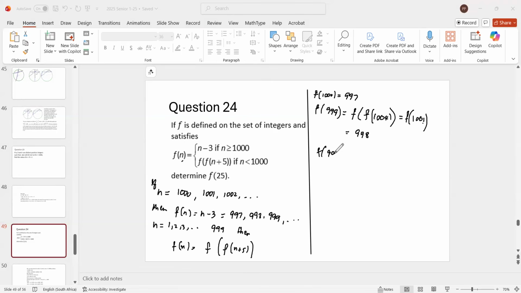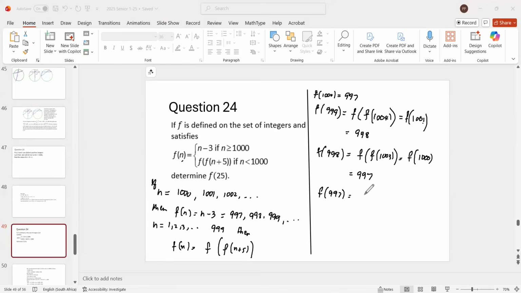Like that, you can try 998, the same kind of thing. But this time, when you add 5 to it, it's 1003. And then f of 1003 is f of 1,000. And it comes to 997. It looks as if we've reached the end of the line because f of 1,000 is the only one we know. But let's continue. Let's try f of 997.